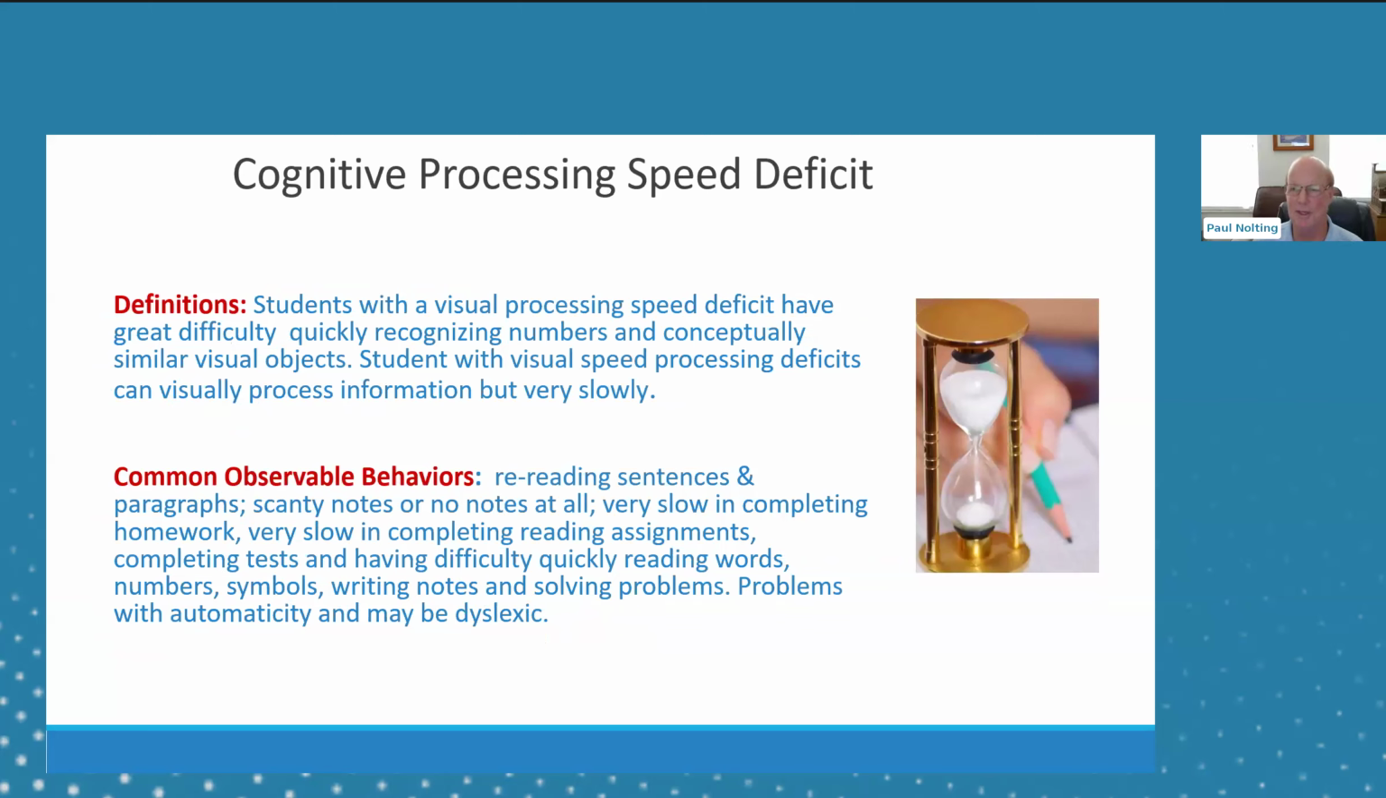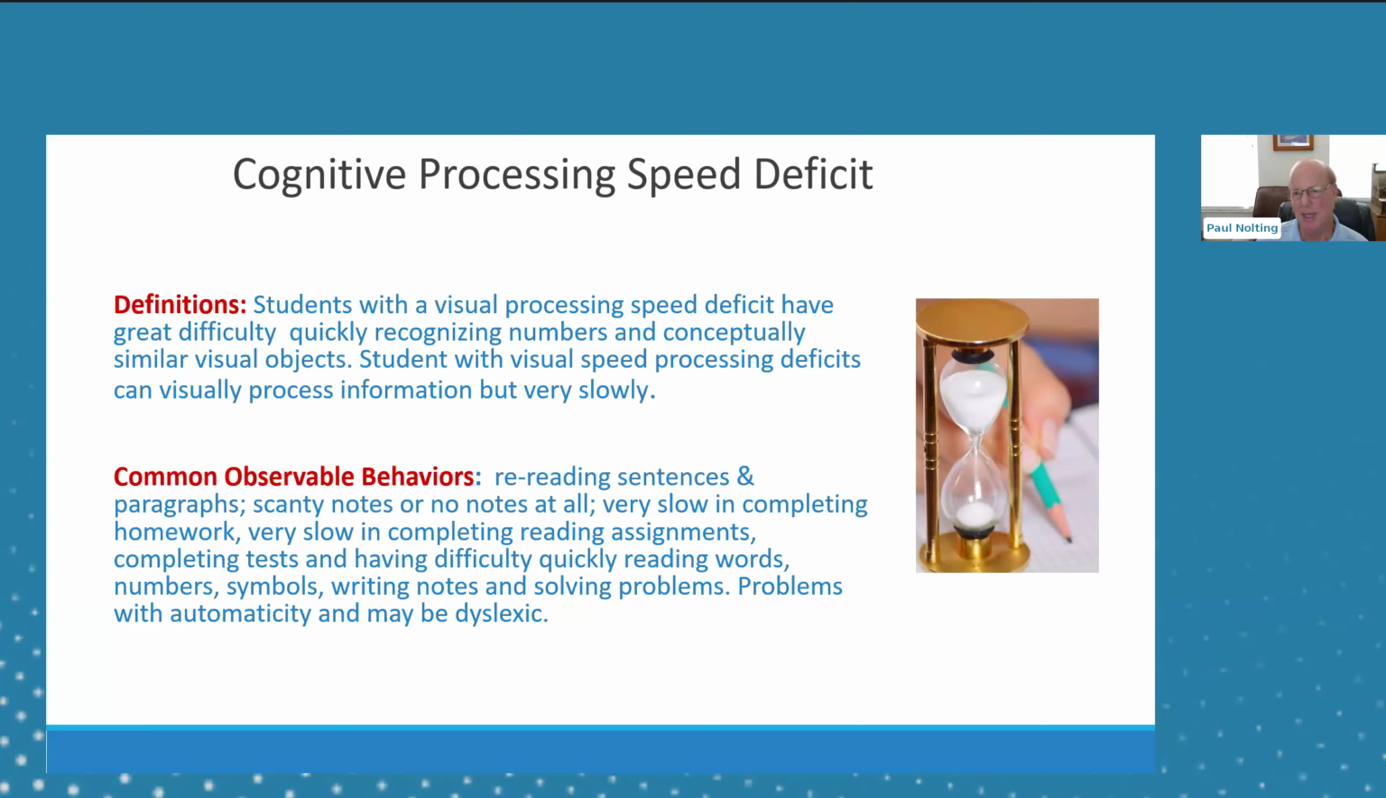Cognitive processing speed. How fast can you read? How fast can you read numbers? What happens when you get distracted when you read? If you start looking at these common observable characteristics, people reread the sentence. They have scanty notes. They don't write things fast.